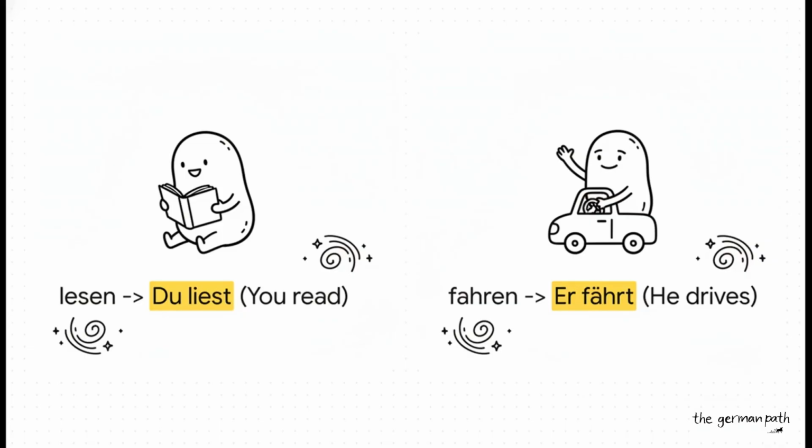See how the e shifts to an ie? Meanwhile, fahren becomes er fährt, meaning he drives, where that a shifts over to an ä. You just gotta trust the process here. Rule summary. Shapeshifter verbs change their core vowels only for the du and er-sie forms.